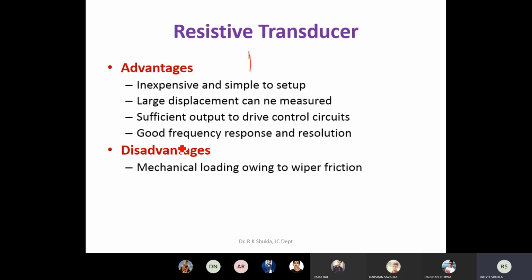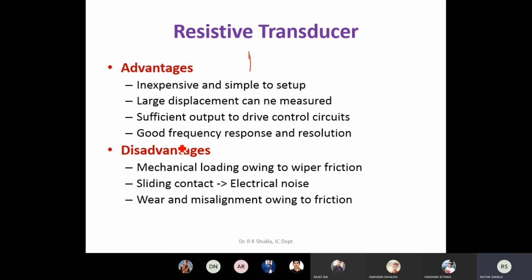Like we have certain disadvantages as well. It is mechanical. There is certain motion which you are hoping for, so that generally results into friction. As we have sliding contact, it may induce certain electrical noise, wear and misalignment. It also results into some friction. And as it is a resistive element, you always hope for I square R drop, that is your rise in temperature or heat dissipation.